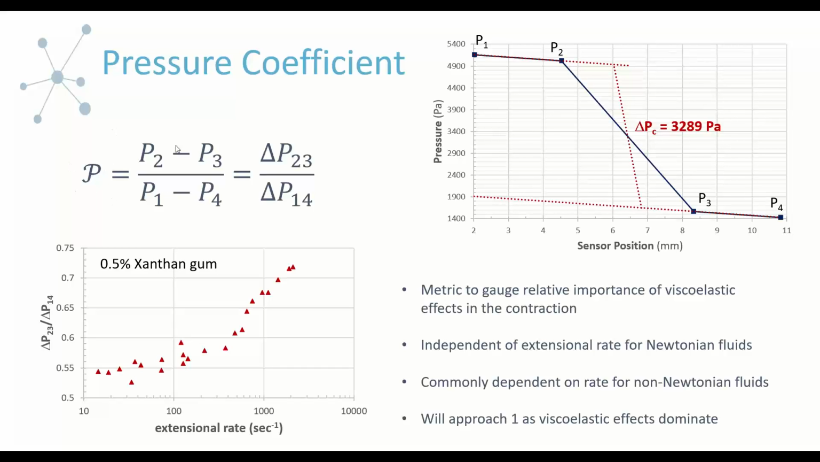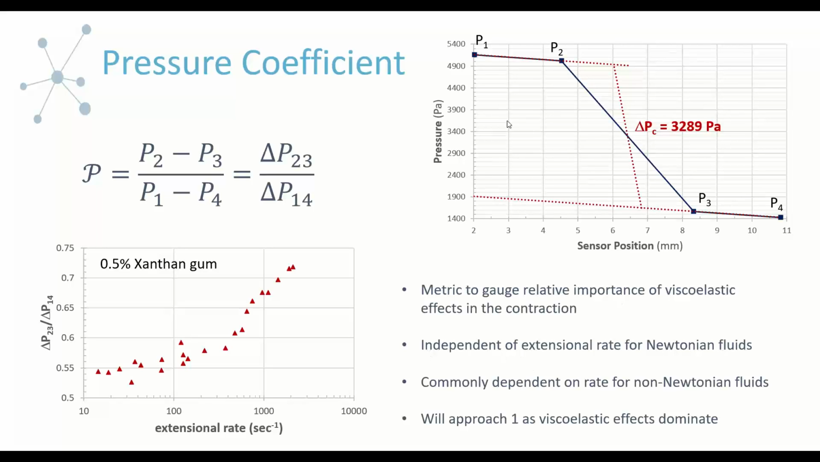And this pressure coefficient, again dimensionless, is just looking at the pressure drop between P2 and P3 relative to the total pressure drop, so P1 minus P4. So it's basically saying what is the relevance of what's happening here in the contraction versus the overall pressure drop. The general thought behind this is that it can be used as a metric to gauge or rank the relative importance of elasticity or viscoelasticity effects in this contraction. And the reason it highlights the viscoelastic effects is that for a Newtonian fluid, this pressure coefficient is going to be independent of extensional rate.